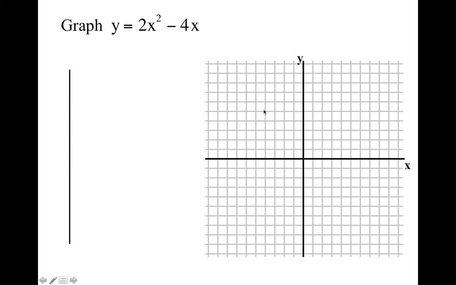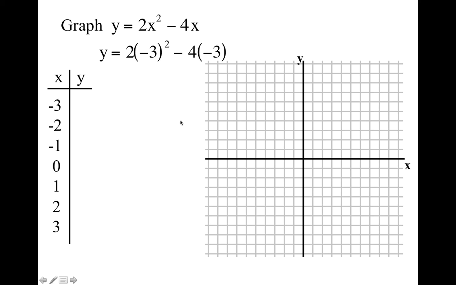Try this one, make your table. I bet you can guess which points we're using. It just takes practice. Negative 3 to the second power, 9. 2 times 9 is 18. Negative 4 times negative 3, positive 12. Y is equal to 30.